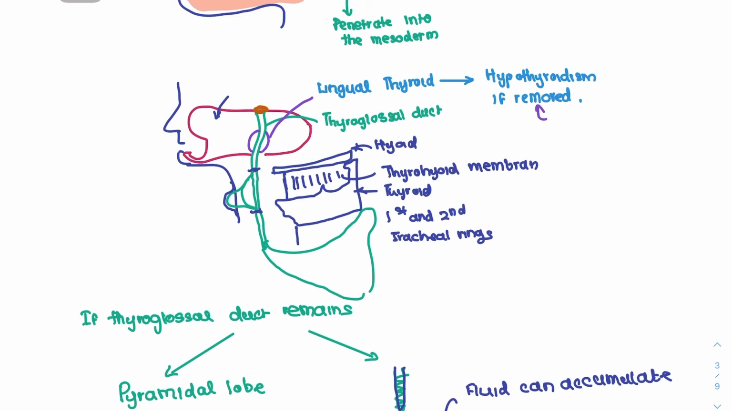Remember, this could be developing by itself over here, while there is another thyroid gland which is present in its normal location. But if the lingual thyroid is the only one remaining, it can lead to hypothyroidism.